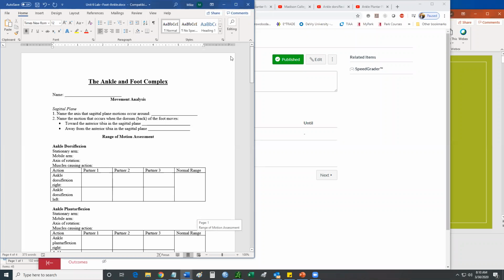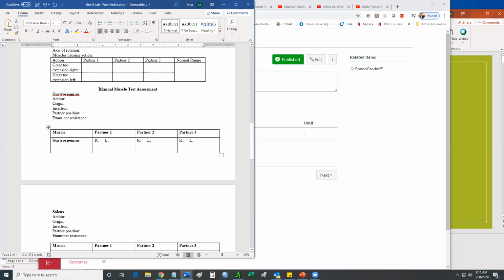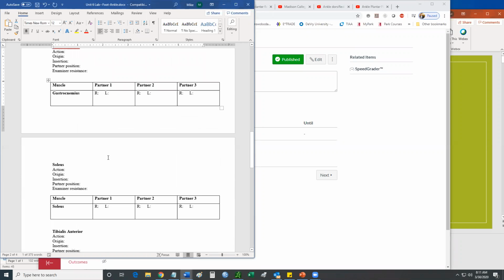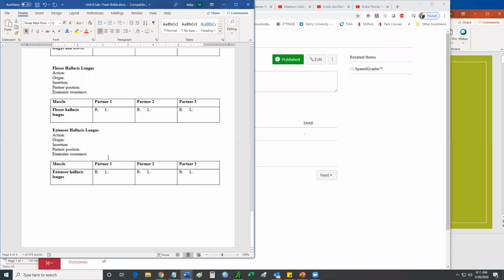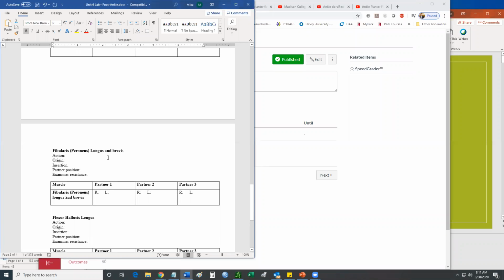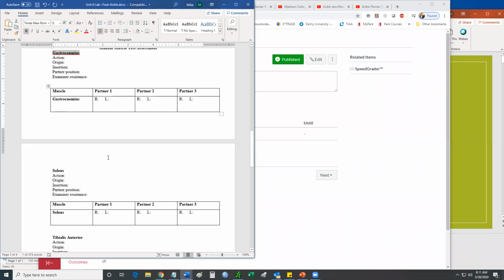So again, for your lab, what you'll need to turn in is you need to complete the movement analysis, which is pretty simple. For all of the ranges of motion, you just need to take whatever that movement is and tell me the muscles that cause that movement. And then for the manual muscle tests, all you have to do is tell me how to perform these tests. So pretty simple for that.